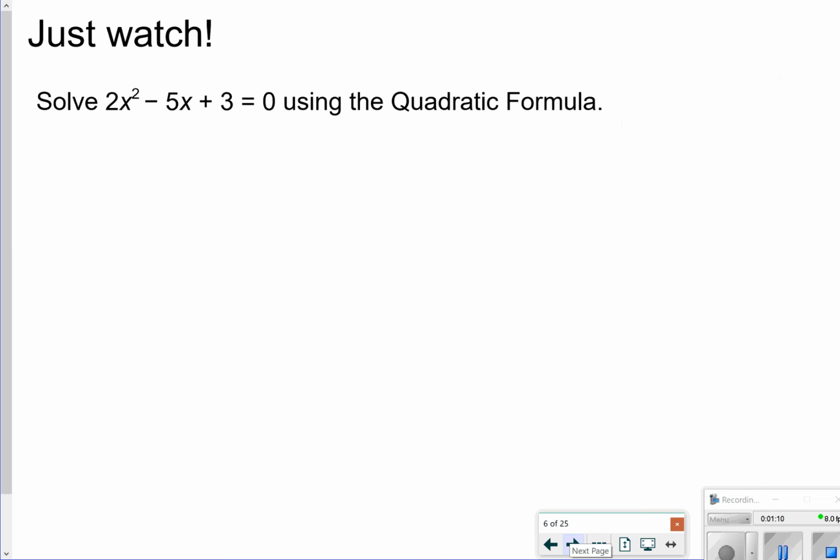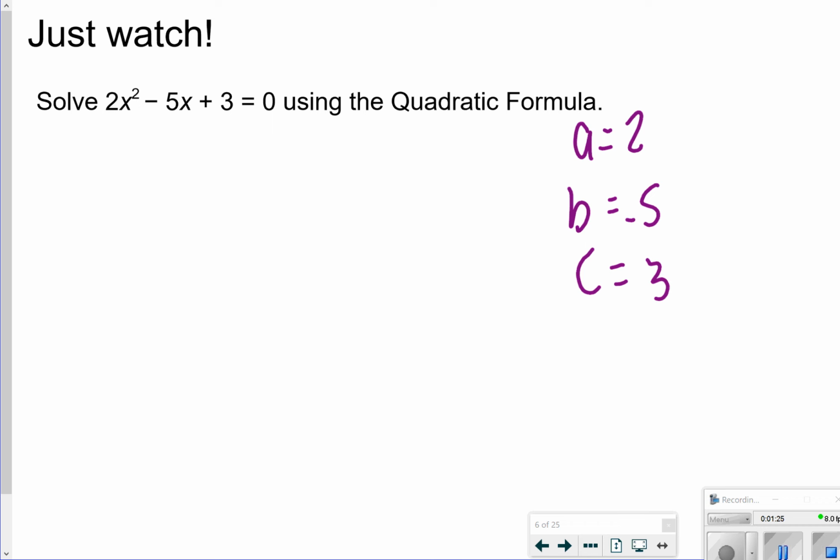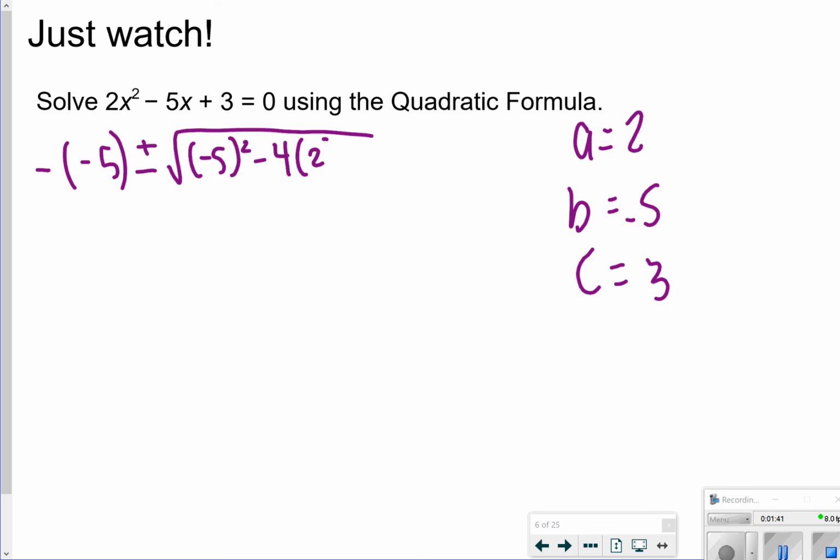So here's the quadratic equation. We're going to use the quadratic formula to solve it. So what we're going to look for is what a, b, and c are. So a is equal to 2, b is equal to negative 5, and c is equal to 3. So what we're going to do first is just plug that in. So negative b, which is negative 5, and then plus or minus square root, and then we have b squared minus 4ac, which is negative 5 squared minus 4 times a, which is 2, times c, which is 3, all over 2a, which is 2 times 2.